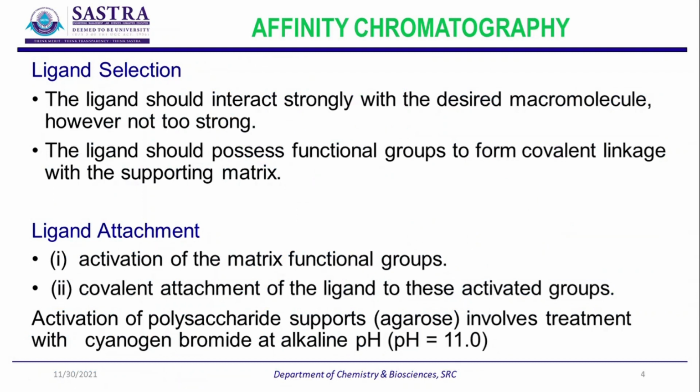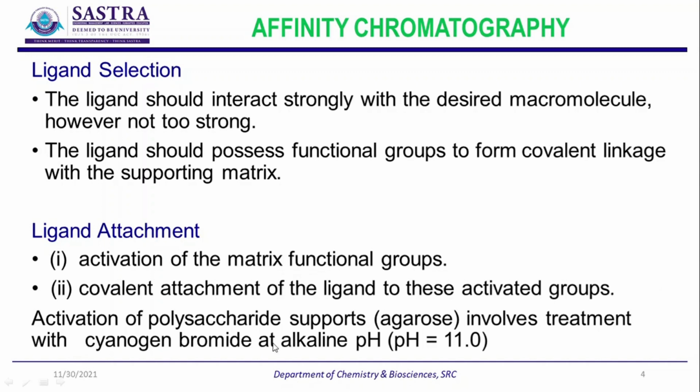In ligand selection, the ligand should interact strongly with the desired macromolecule, however it should not interact too strongly. It should also possess functional groups in order to form a covalent linkage with the supporting matrix. Now let us see ligand attachment, which can be done in two ways. One, activation of the matrix functional groups. Two, covalent attachment of the ligand to these activated groups.